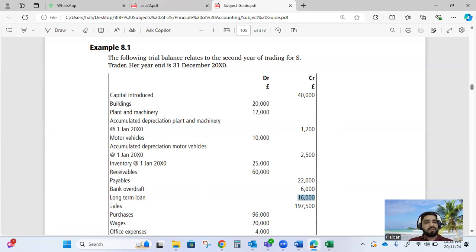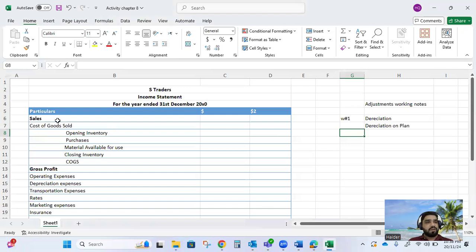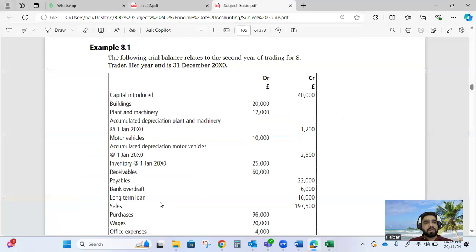Now next is the sales revenue. Sales revenue is basically an item of the income statement. It will be treated in the income statement as sales revenue. This worksheet will be helping you a lot in deciding where to place the items. So let's keep identifying them.